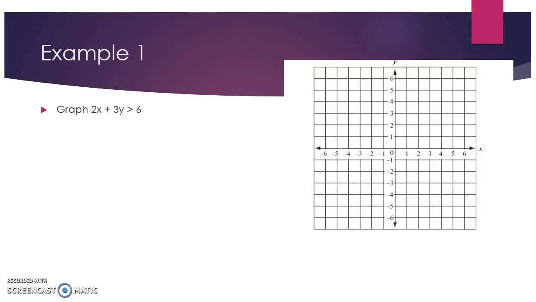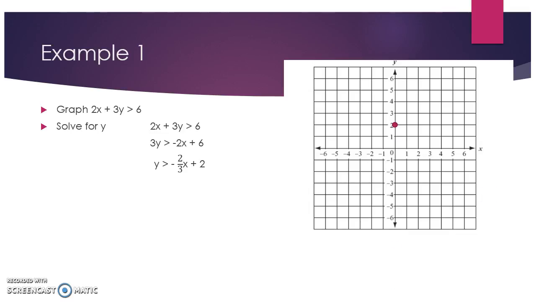We're going to graph 2x plus 3y is greater than 6. And just like with linear equations, we're going to solve for y to put this into slope-intercept form. So we're going to subtract 2x from both sides, and then we're going to divide by 3, and we get y is greater than negative 2/3 x plus 2.